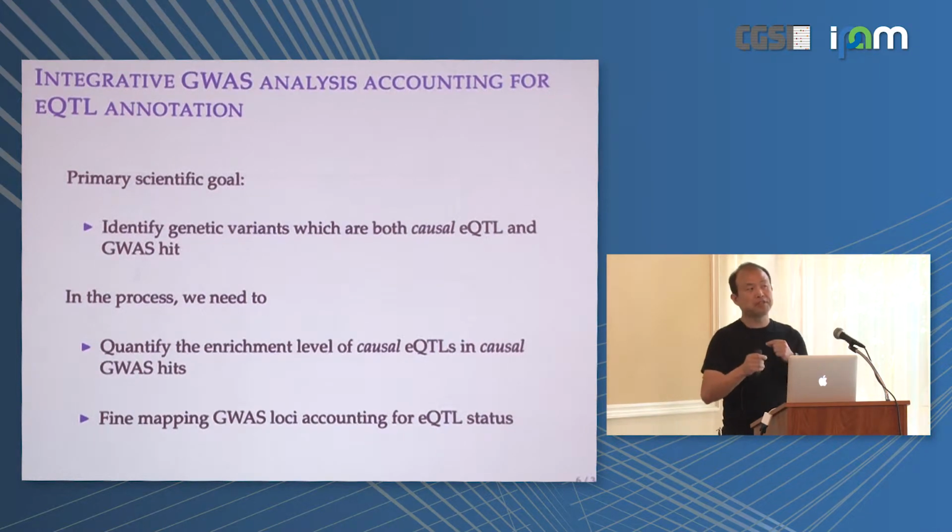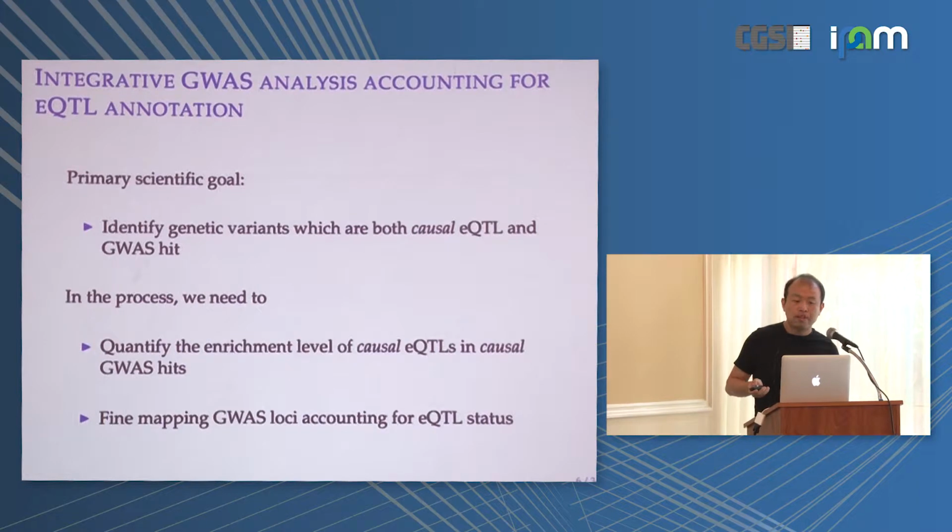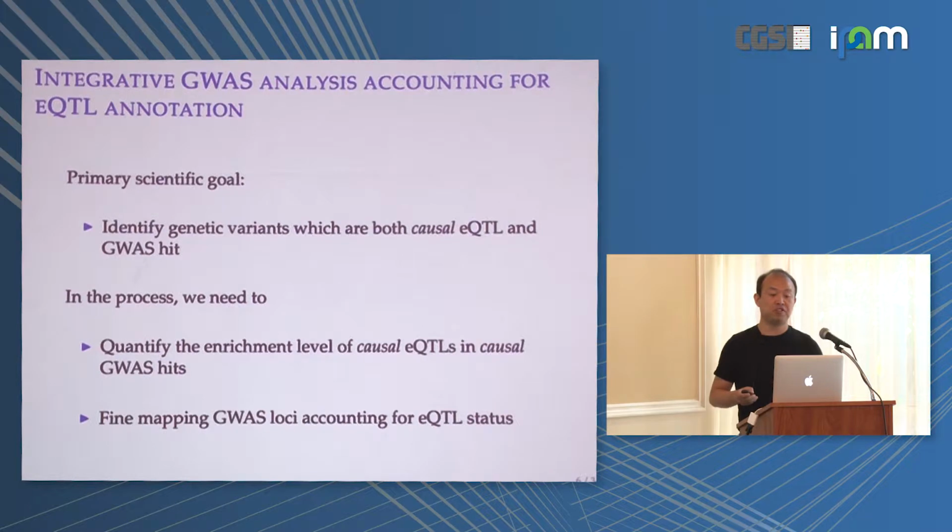But with some sort of statement, you should be able to give an assessment if, in this particular locus, the GWAS hits and the causal EQTL are actually overlapping. So that's the statement of the problem. And in the process of solving this problem, I argue you need to solve two related problems. The first one is what we call the enrichment problem. You have to have some sort of quantification of the enrichment level of causal EQTLs in the causal GWAS hits.